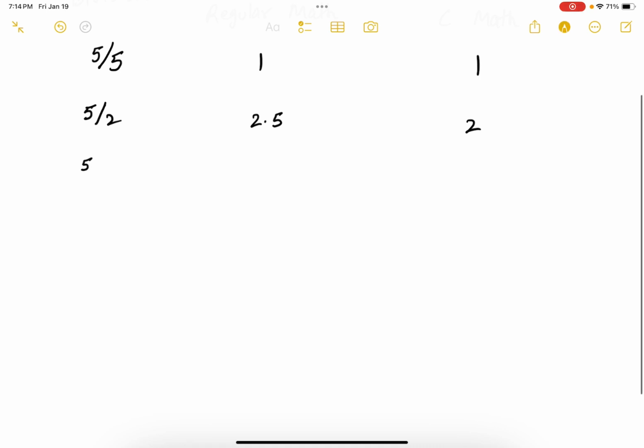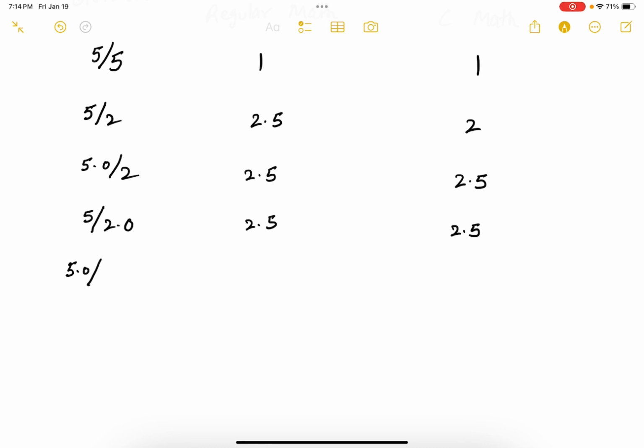How about 5.0 over 2? Regular math is 2.5, C math is 2.5. 5 over 2.0, regular math is 2.5, C math is 2.5. And finally, 5.0 over 2.0, regular math is 2.5, C math is 2.5.